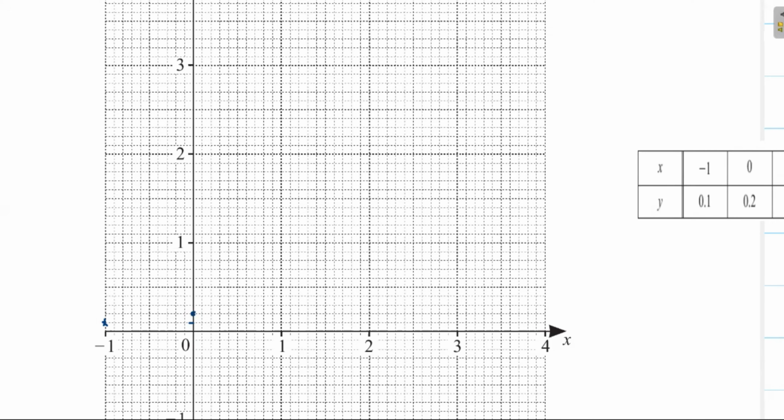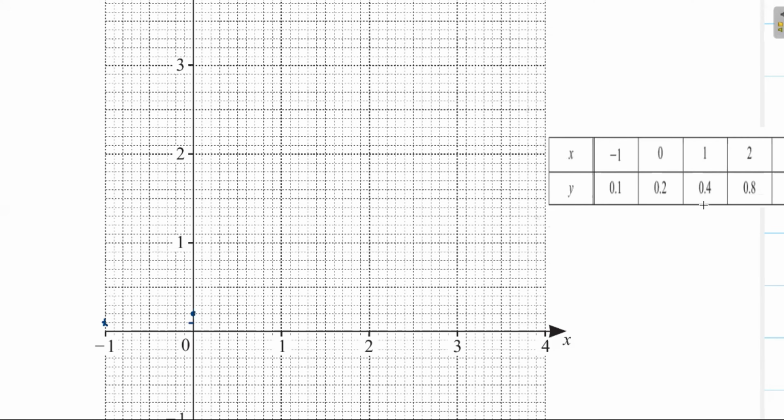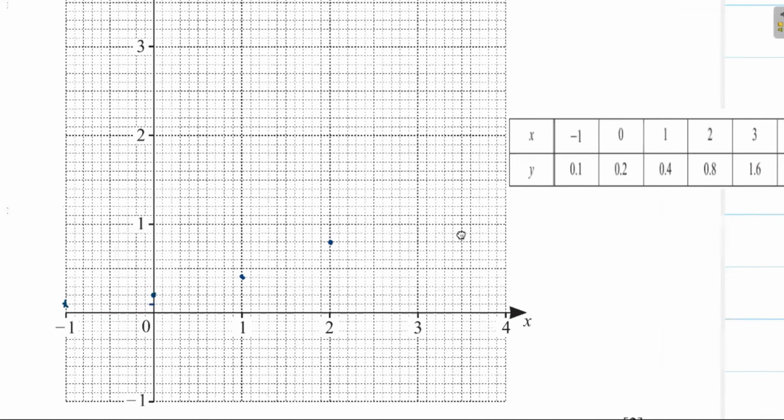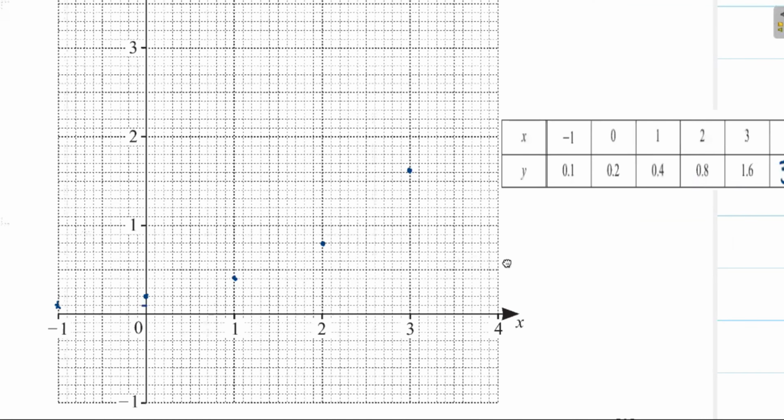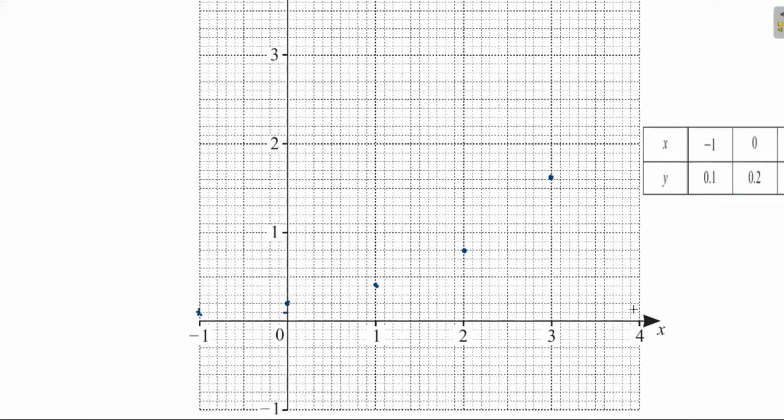And next you see here, x is 1, y is 0.4. And next is 2 and 0.8. We mark 2 and this value is 0.8. And next value you see here 3 and 1.6. We mark 3 and 1.6. And last is the value 4 and 3.2. We mark 4 and 3.2.